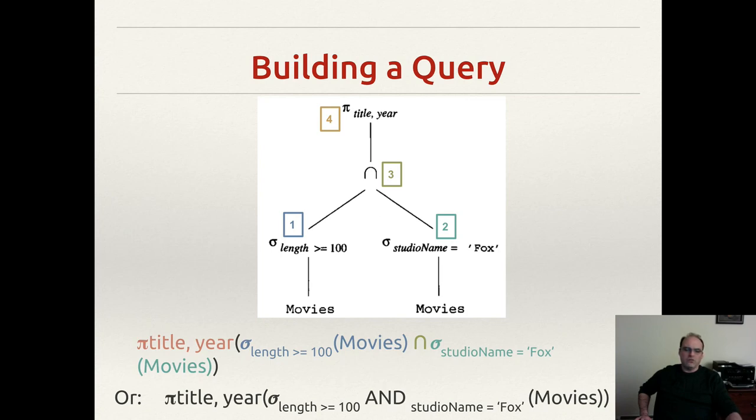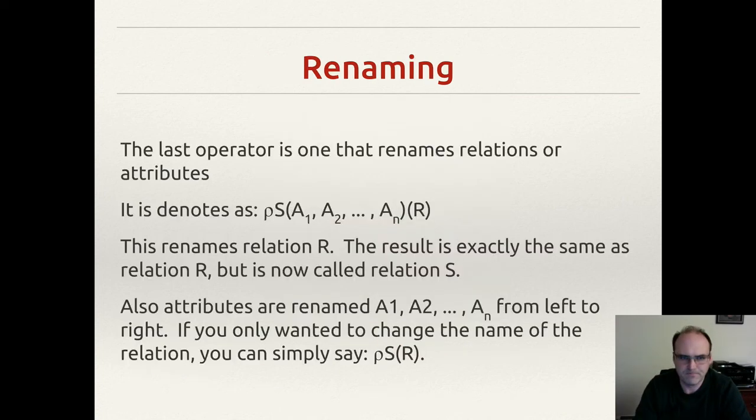You can also make this a little bit more concise by saying the projection, title, and year, and then you can do the selection of length greater than or equal to 100, use an AND operator instead of the intersection there, and studio name equals Fox. Because they're both being done off of movies, you can do it like that, where you just have movies once. So that's just a little bit more concise, same exact thing.